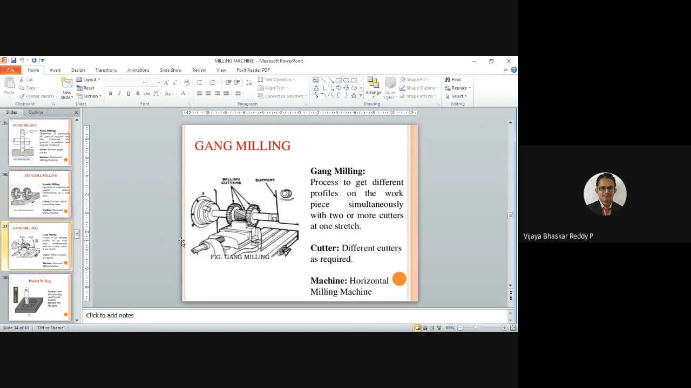And then the other one is the gang milling process. A group of cutters is used to get different profiles on the workpiece simultaneously. We can cut more than one profile, so we call it a gang. Different cutters of different sizes, shapes, and forms are mounted on the arbor of the horizontal milling machine, so that operations can be carried out as usual.